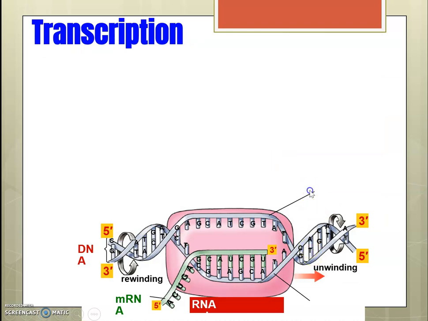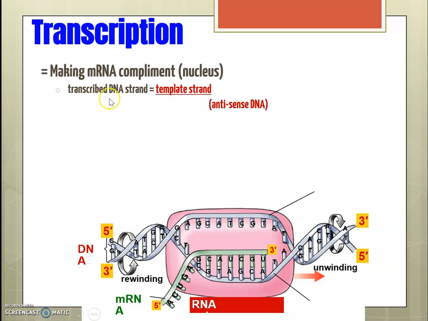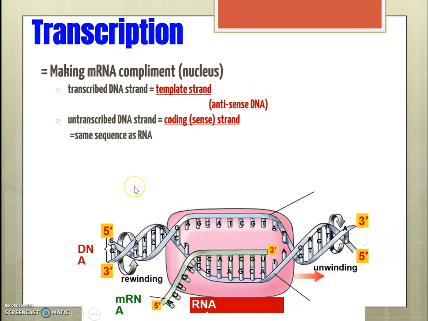So let's go through the process of transcription. Transcription is making mRNA complements. So we have to disguise our DNA genetic code as RNA in order to get it to leave the nucleus. It transcribes the DNA strand, which is the template strand, the antisense DNA. The untranscribed DNA strand is the coding or sense strand. We went over antisense versus sense strands in our DNA lecture. The untranscribed DNA has the same sequence as RNA. Then you have the synthesis of the complementary RNA strand at the transcription bubble.